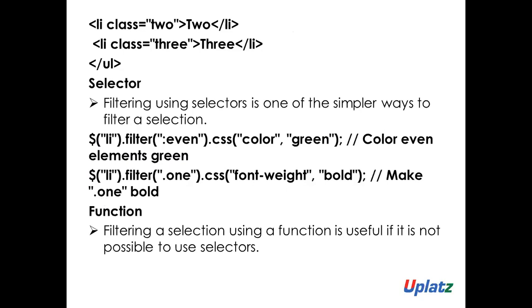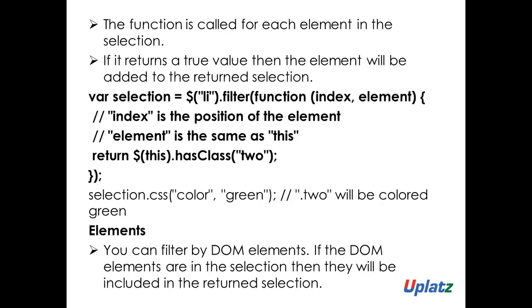Next would be function. Filtering a selection using a function is useful when it is not possible to use a selector. The function is called for each element in the selection. If it returns a true value, then the element is added to the returned selection. Such as var selection = li.filter(index, element). The index is the position of the element, and the element is what is being returned, like the class 2. So selection.css('color', 'green') means the element with class 2 will be colored green.